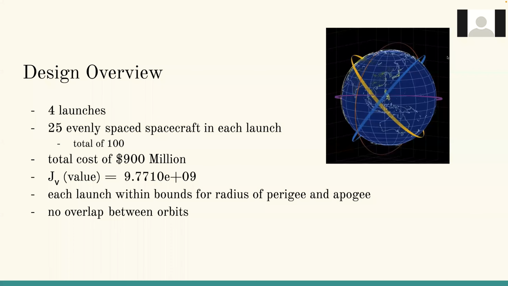All right, so for our design overview, we have a total of 4 orbits. Each orbit has 25 spacecraft, which gives us a total of 100 spacecraft. This total comes out to $900 million with all the spacecraft. Based on the spacecraft coverage, we have a value of 9.771 times 10 to the 9th. Each launch falls within the radius of perigee and apogee given in the doc. And of all the cross-sectional areas of the orbits, no orbit overlaps, which guarantees no intersections.